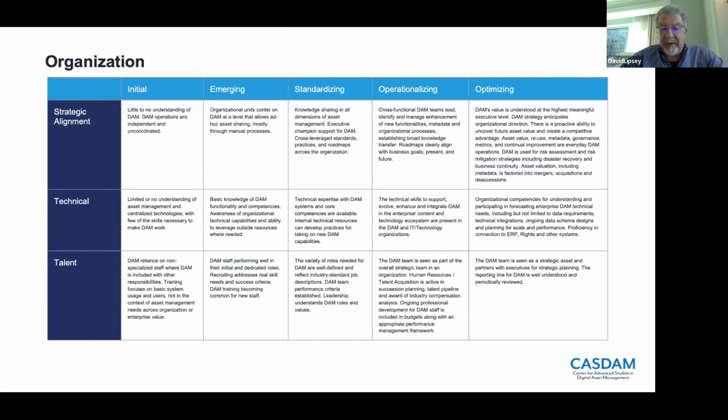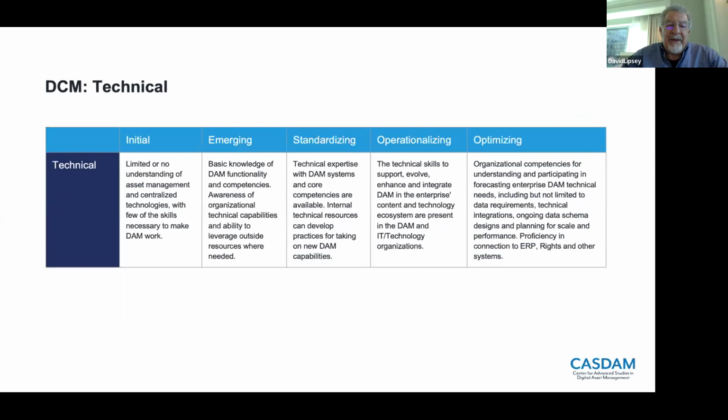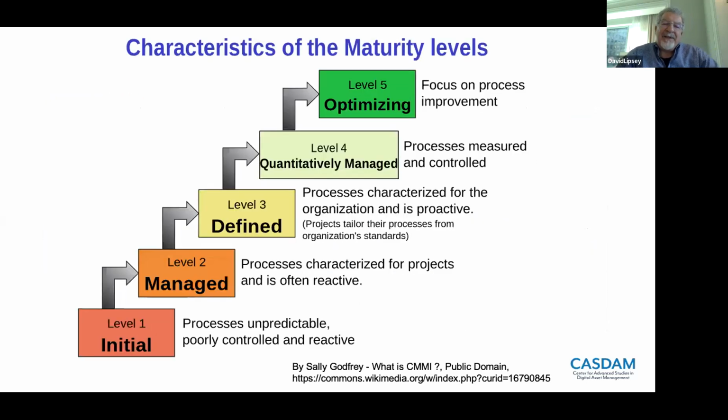We want some standards. We want some proactive commonality to meaning, because it means we can raise the salaries, we can have comparisons. So we continue with standardizing. DAM team performance criteria is established. Leadership understands DAM roles and values. So we're starting to make sure that we've got kind of good Velcro around the organization when we're talking about talent. When you see the capability model, this is what's going on across those 5 categories.